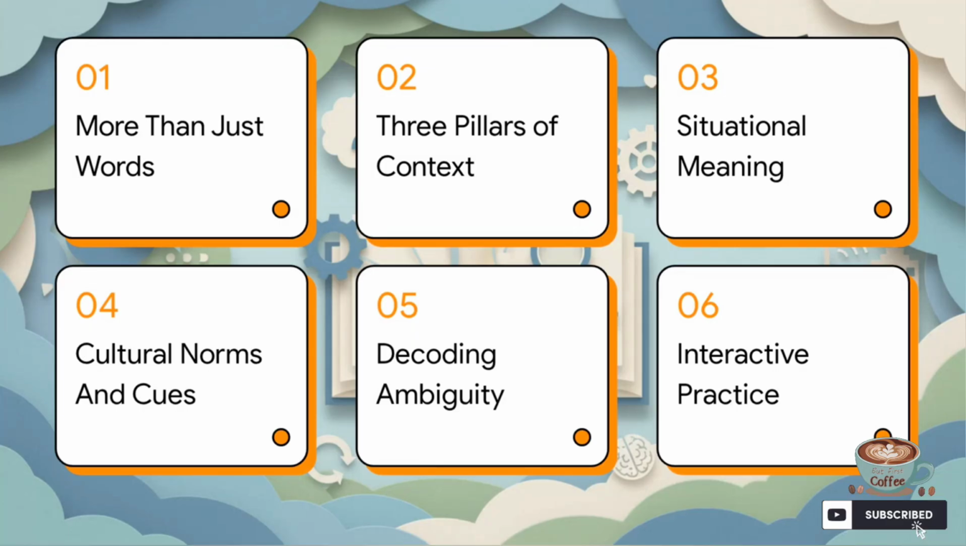Okay, let's take a quick look at our agenda. First up, more than just words, then the three pillars of context, followed by situational meaning shifts, cultural norms and cues, decoding ambiguity, and finally, some interactive practice. We've got a lot of fascinating ground to cover, so let's just jump right in.